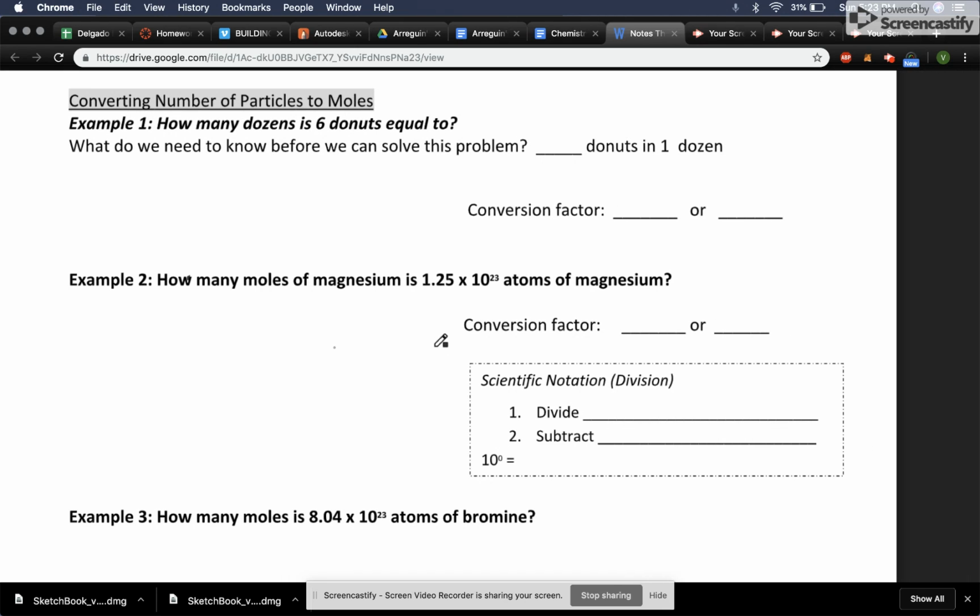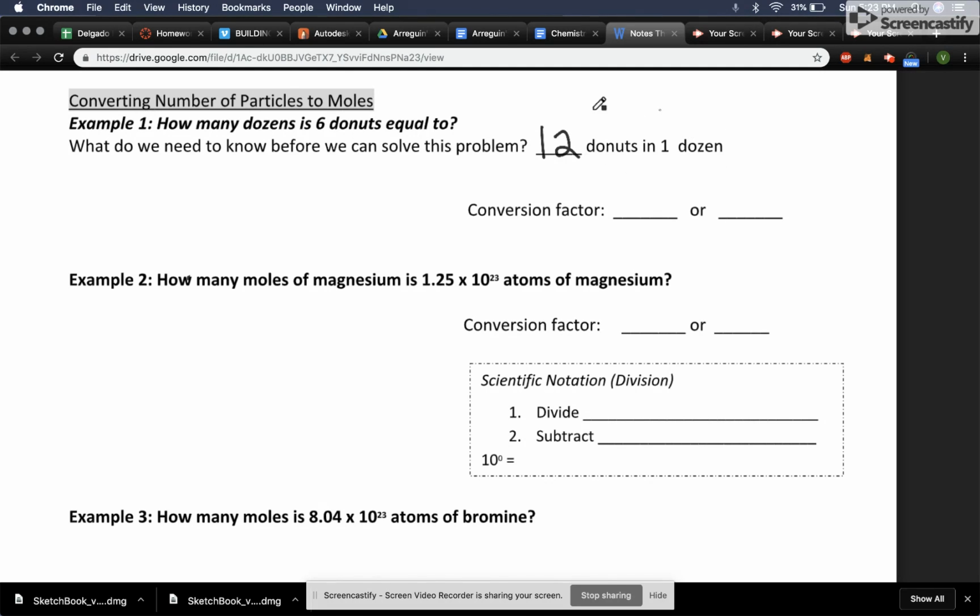Perfect. Okay, so for the first example, I know we did this in class already, but what do you need to know before we solve this in order to solve this problem? The example is, how many dozens is 6 donuts equal to? So first of all, how many items are in 1 dozen? So in this case, how many donuts are in 1 dozen? So from earlier's example, or from the notes, we wrote down that 12 is equivalent to 1 dozen.